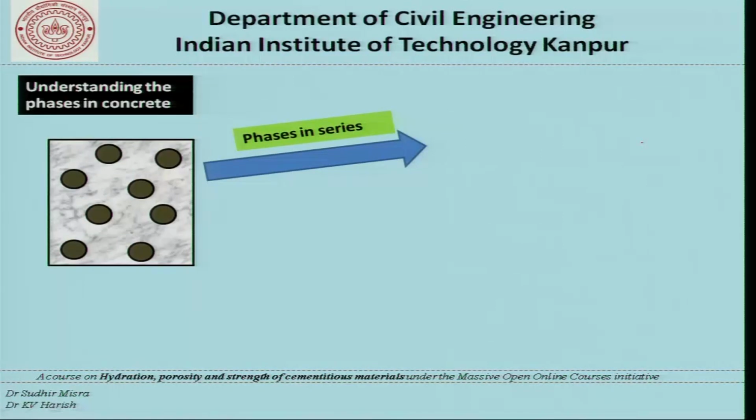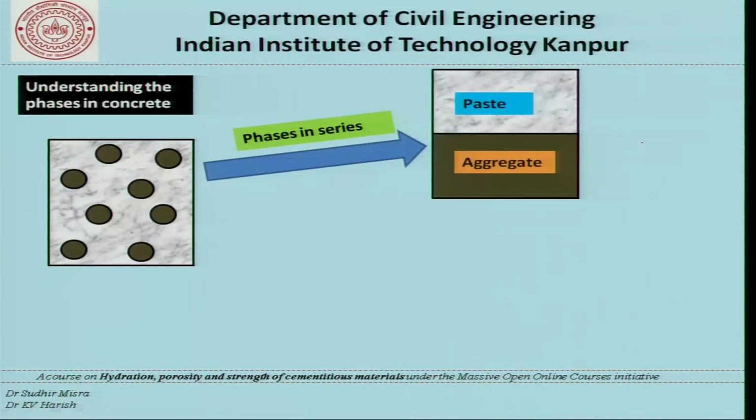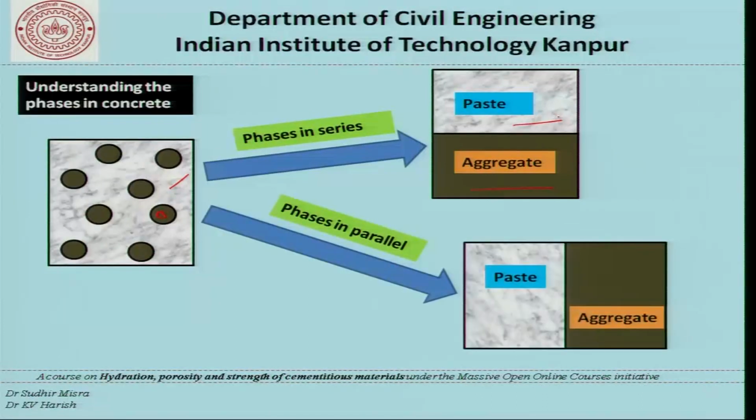Now from this slide we get into models, where we say that if there are aggregates suspended in paste, they can be placed like this, that is, these are the aggregates and this is the paste. So the aggregates are all here, the paste is here, and the phases are in series. And similarly we can talk in terms of a situation where the aggregate phase and the paste phase are placed in parallel. Now the series and parallel comes from the fact that if we apply a load like this in these cases, this is the parallel part of it and this is the series.